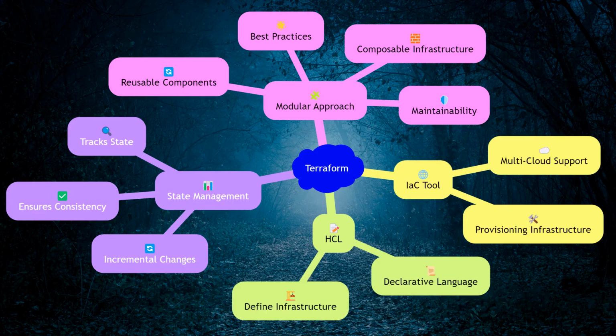Terraform is a widely used IaC tool that allows for the provisioning of infrastructure across multiple cloud providers. It uses a declarative language called HashiCorp Configuration Language, HCL, to define infrastructure. Terraform's state management feature tracks the state of the infrastructure, enabling incremental changes and ensuring consistency. Its modular approach allows for reusable and composable infrastructure components, promoting best practices and maintainability.